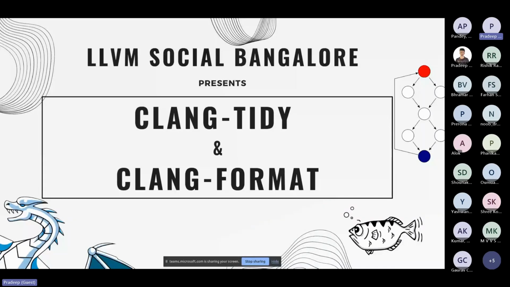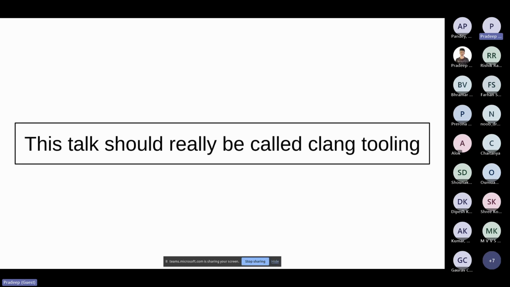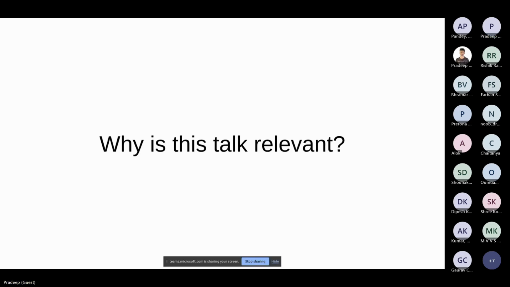This is our sixth talk in the series where we explore the common compiler tools and how you can use it in your development workplace. So this time we will talk about clang-tidy and clang-format. I think this talk should be really called clang tooling, because we will not just explore clang-tidy and clang-format. We'll also look into other tools as well.